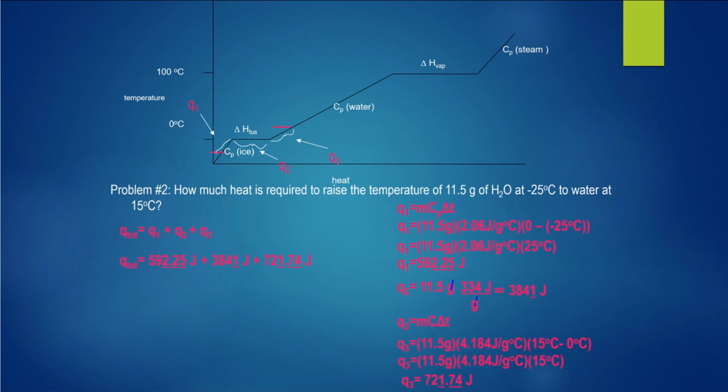Not quite done with the problem yet. We still need to add together all 3 of our Q values. When we do that, we get 5,154.99 joules.